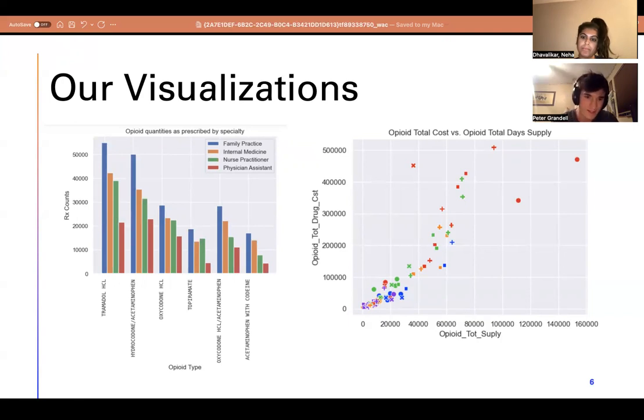There seems to be a common outlier in the red variable, which represents oxycodone and acetaminophen, and this especially applies to family practice, the circles. As you can see, there are some significantly high opioid total supply days as they relate to opioid total drug costs. Oxycodone with acetaminophen also seems to have slightly higher total drug costs as compared to the rest of the medications. One last note is that topiramate had significantly lower opioid total drug costs and total supplies compared to the other medications.